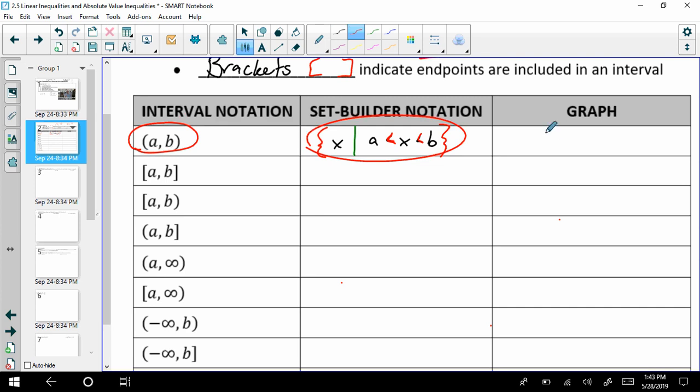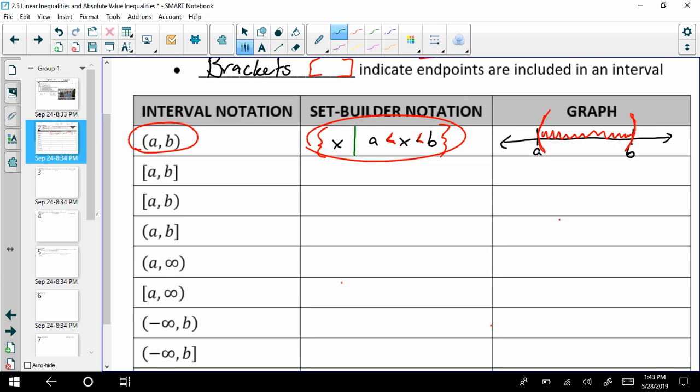If I wanted to visually look at this on a number line, if I drew a number line, I would plot my two values, A and B. And then to indicate the answers, we would do a parenthesis on A, a parenthesis on B, and we would shade everything in between, meaning everything in between is an answer, but not A and B.